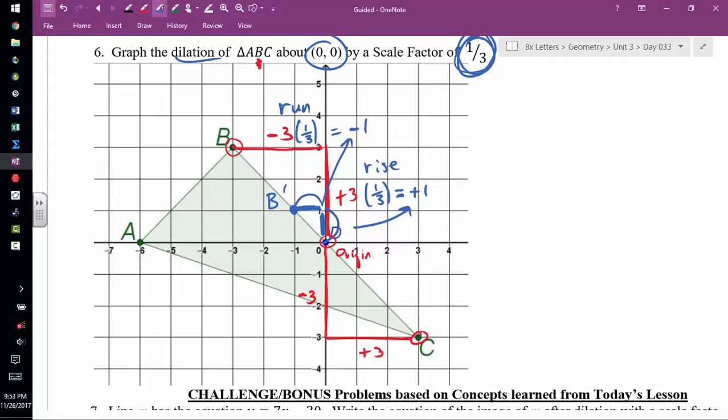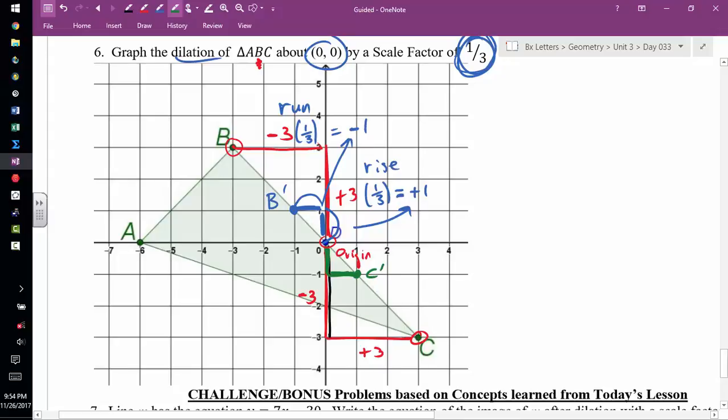So if we go 1/3 of that, if we don't go the full way, 1, 2, 3, if we only go just one piece of that, right? So you have 3 pieces fit in there. If we only go 1/3, boom, there. If we only go 1/3 of our run, then we're going to wind up here at C prime.